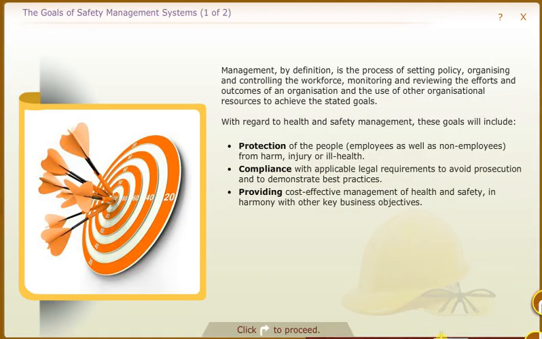Management, by definition, is the process of setting policy, organizing and controlling the workforce, monitoring and reviewing the efforts and outcomes of an organization, and the use of other organizational resources to achieve the stated goals.